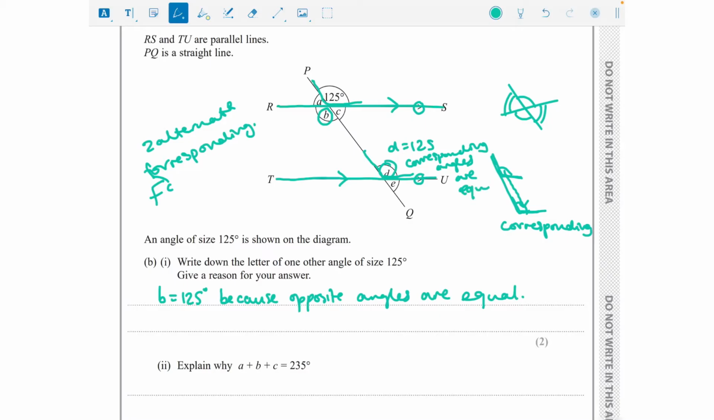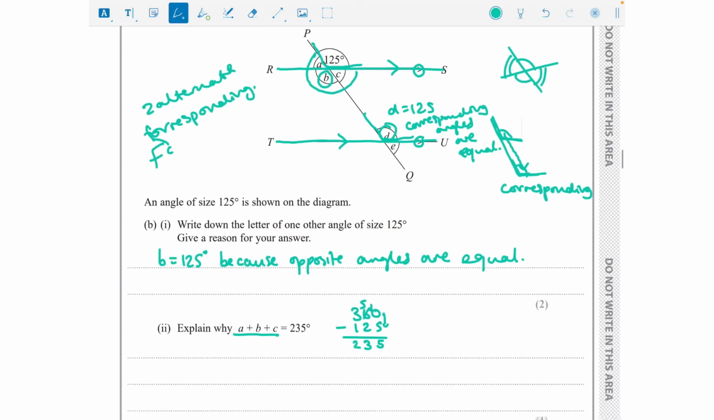Equal, there we go. Cool, and then it says explain why A add B add C is 235. So A add B add C would be adding all of these angles together here. And we know that angles around a point add up to 360. So I've obviously done 360, take away 125, and that leaves you with, okay, so let's do this. More on the floor here, borrow from next door, so that becomes a 5. 10 take 5 is 5. 5 take 2 is 3, 3 take 1 is 2, 235.